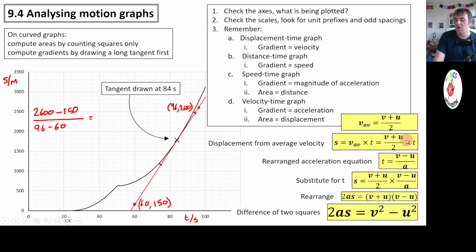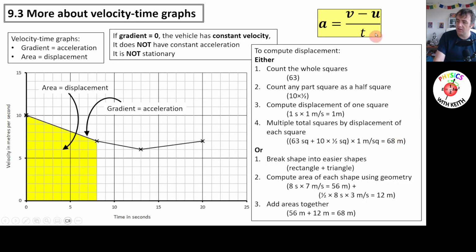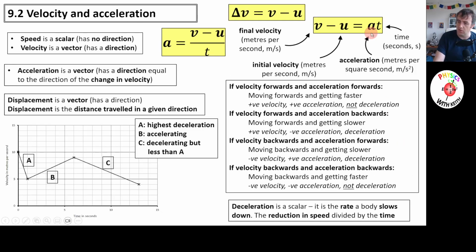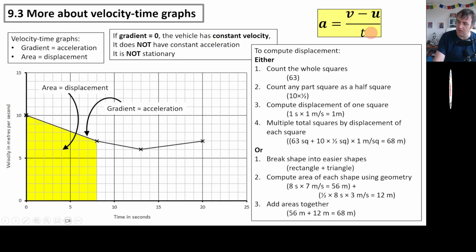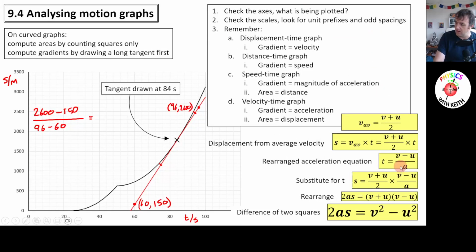The acceleration equation was acceleration equals difference in velocity divided by time. So that was a equals v minus u over t. We met that in lesson 57. So here we are in lesson 59, rearranging: final velocity minus initial velocity over time equals acceleration. By multiplying through by time and dividing through by acceleration, our time is this. So we now have these two equations here.